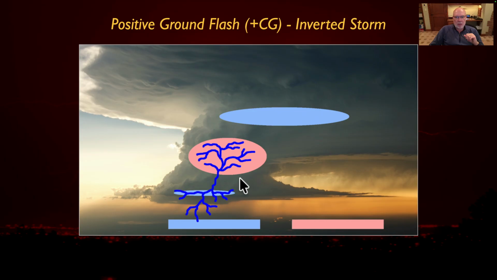So in this case, with the positive CG, essentially negative charge is raised upward. With a negative CG, and that's why it's called negative CG, negative charge is effectively lowered to ground. Electrons are transferred to ground. With a positive CG, electrons are raised from the ground, going upward away from the ground.